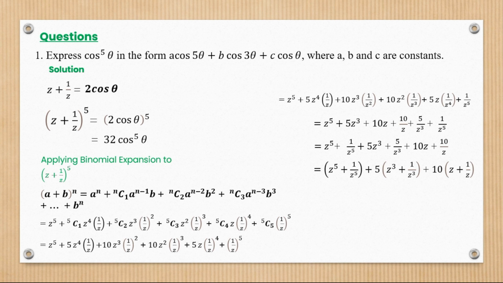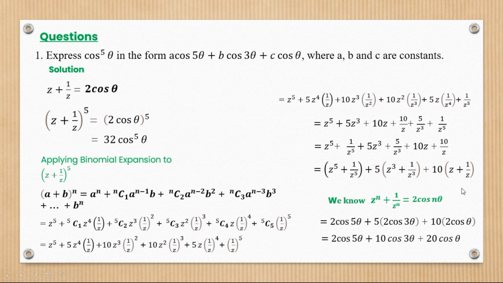Now from our general knowledge of what we've seen, we know that z to the power n plus 1 over z to the power n is equal to 2 cos n theta. This is the general format and we're going to apply that knowledge here. In this first part, this is going to become 2 cos 5 theta. In the second part, this is going to become 5 times 2 cos 3 theta. Then on the other side, we have 10 times 2 cos theta. So this is what we end up with.